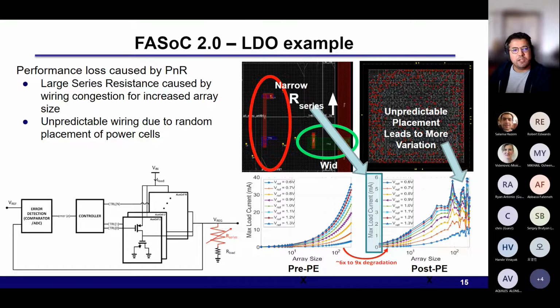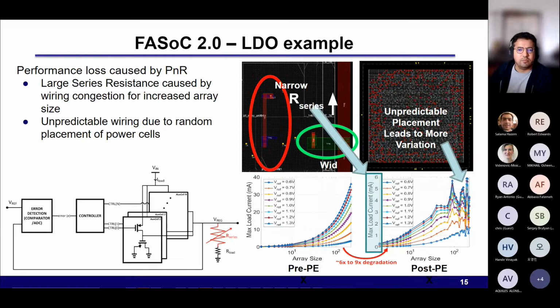But then after running the design through APR with minimal constraints and random placement, we can see in the post-spec simulation that the max load current takes a hit and goes way down. And as we increase the array size, we can clearly see the variations and resistive effect due to narrow routing and minimal VI cuts.